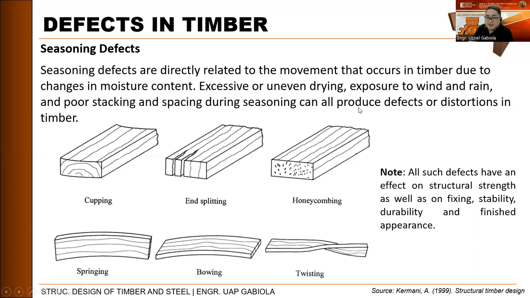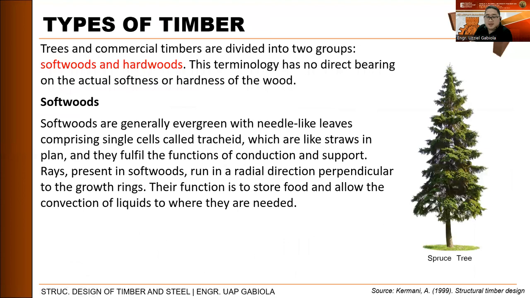Okay? Then next we go dun sa types of timber. So trees and commercial timbers are divided into two groups. Tinatawag natin siyang softwoods and hardwoods. Okay? Pero this terminology doesn't refer dun sa softness or hardness ng wood natin. Ang ibig lang sabihin, pag softwood, sila yung generally evergreen with needle-like leaves comprising single cells called tracheids. So, ano ba yung characteristic ng softwoods?